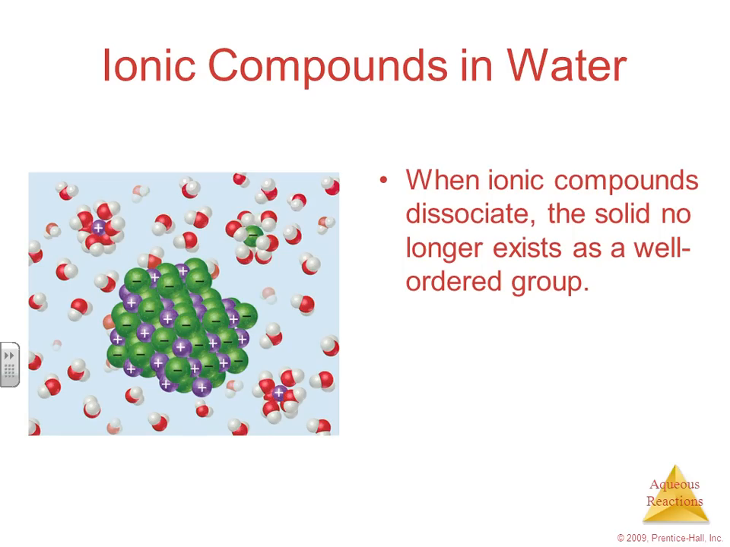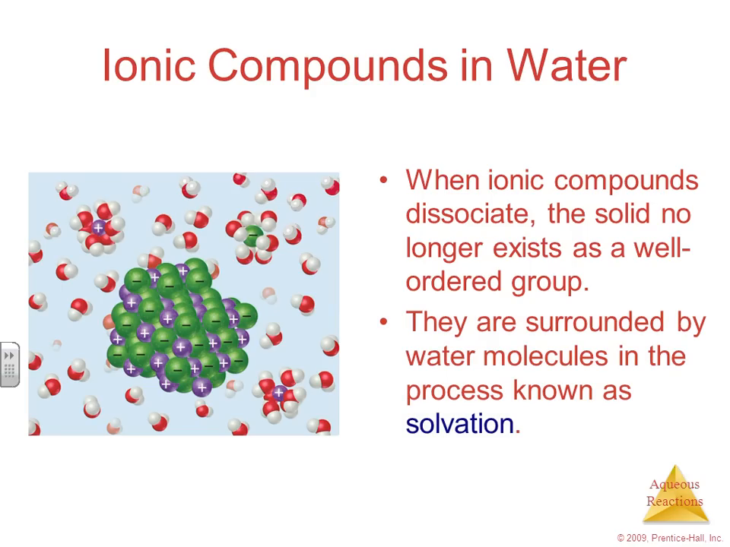So when ionic compounds dissociate, the solid no longer exists as a well-ordered group, and they're surrounded by molecules in the process known as solvation. So when we're looking at an ionic compound dissolving, or even a molecular compound dissolving, as the compound dissolves in water, it becomes surrounded by water molecules and pulled off into solution. That process is known as solvation.